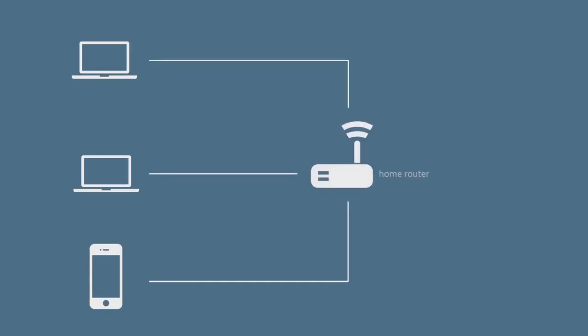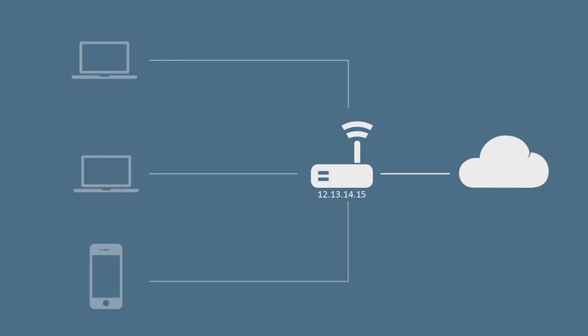Here's a typical home network setup. This is John's laptop. This is Jane's laptop, and this is Jane's smartphone. They're all connected to the home router. That home router, in its turn, is connected to the internet. Now, when you register with your ISP, you get to use an IP address that is accessible throughout the internet, and that's assigned to your home router.